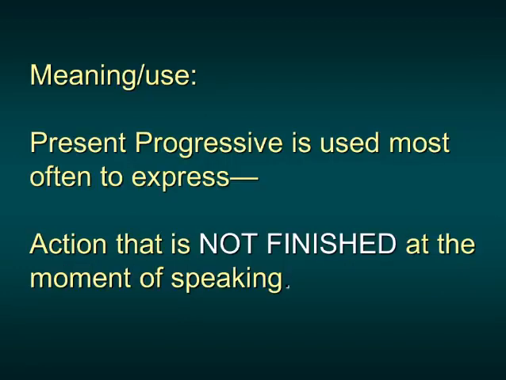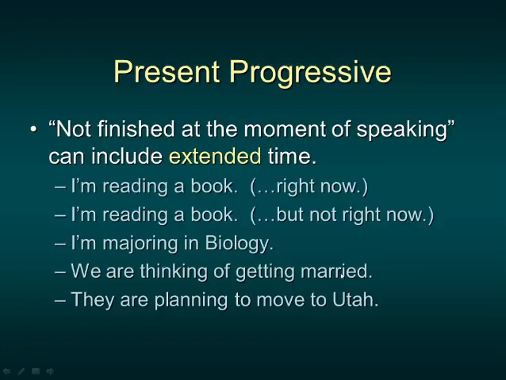Present progressive is used most often to express action that is not finished at the moment of speaking. Then I told you that a simple past began in the past and also ended in the past. But in present progressive, what is the mode of using? It is an action that is not finished at the moment of speaking. That is the very important, very meaningful thing here that you have to note. What is that? This action is not finished at the time of speaking, at the moment of speaking.